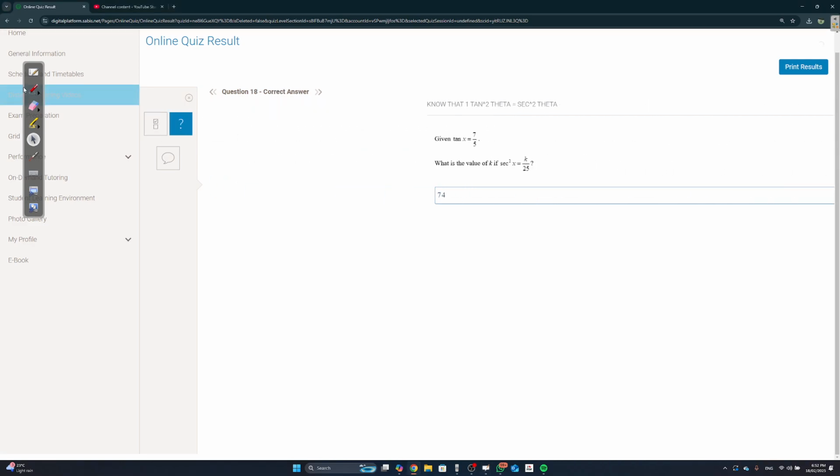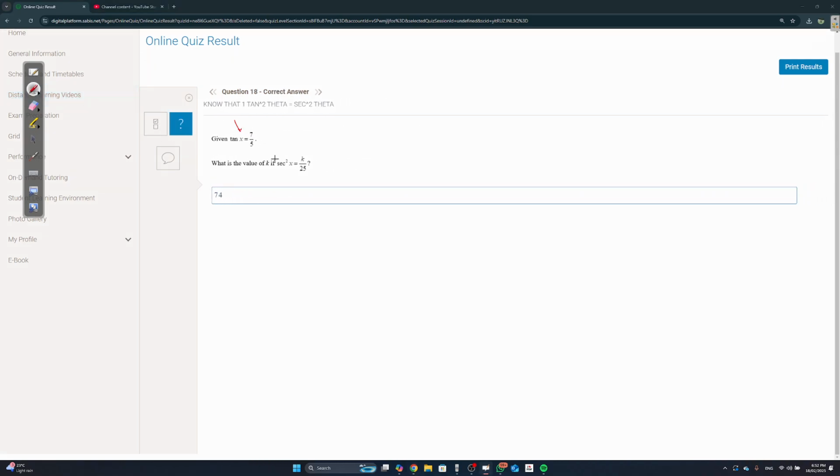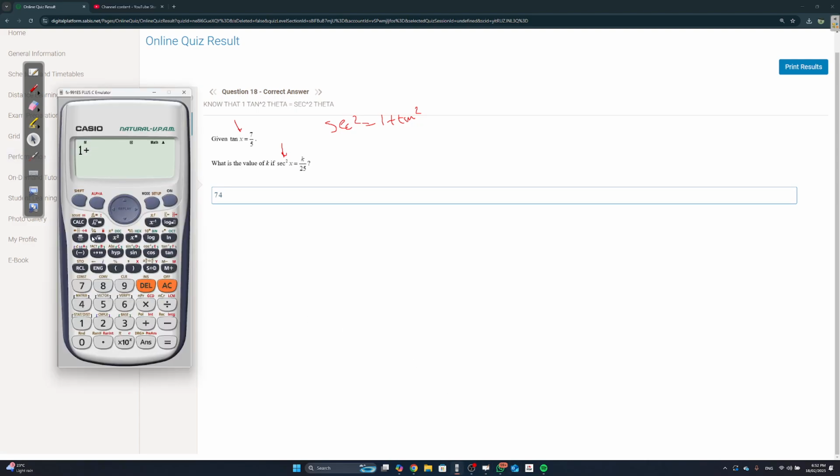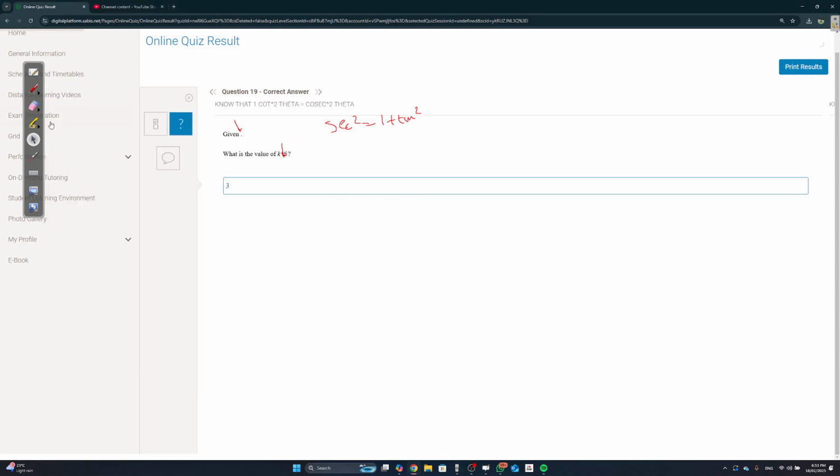Question 18. Tan x is equal to 7 over 5. What is secant squared? Secant squared is equal to 1 plus tan squared, right? So 1 plus 7 over 5 squared. Let's do it. 1 plus 7 over 5, with the squared outside. You get 74 over 25, so k is 74.